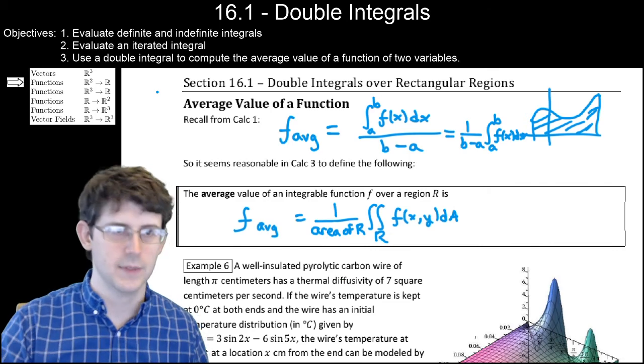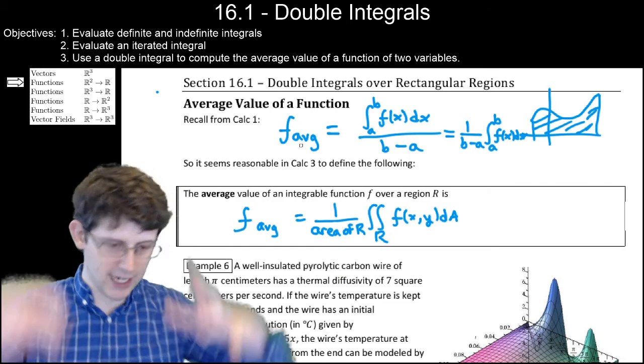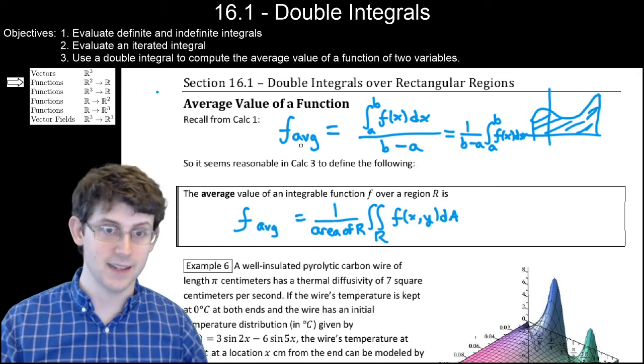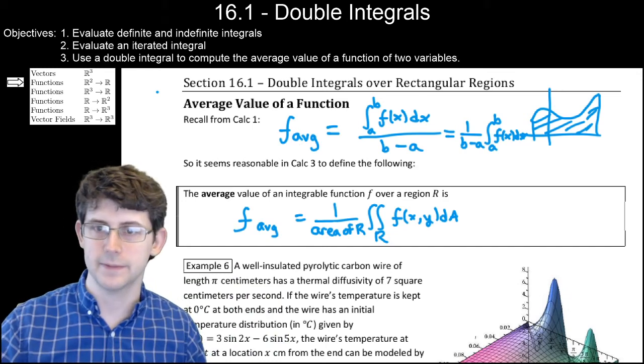So if you want the average height of something, you take the volume or area under it, and divide by the base, the size of the base. It gives you the average height.